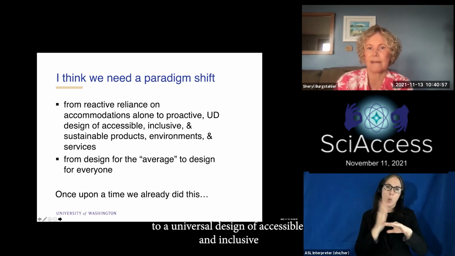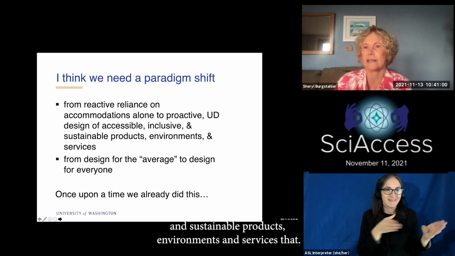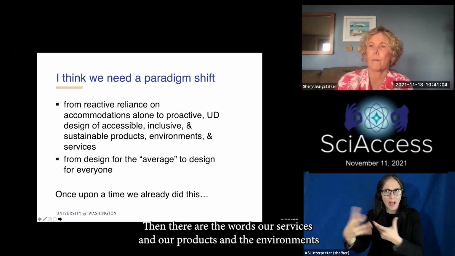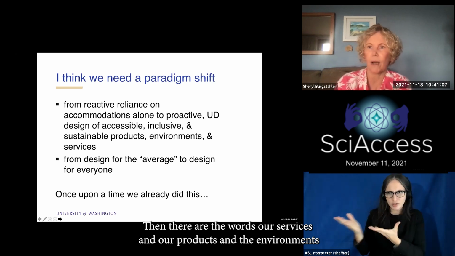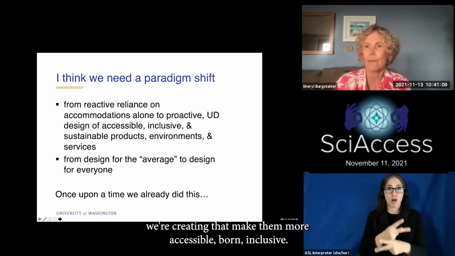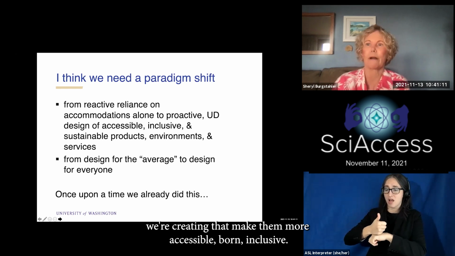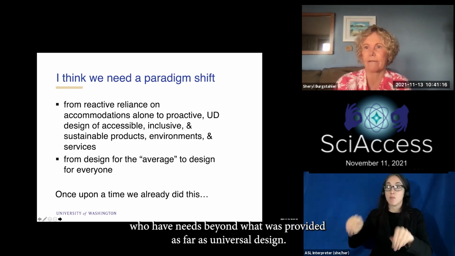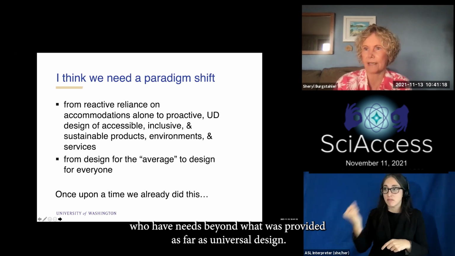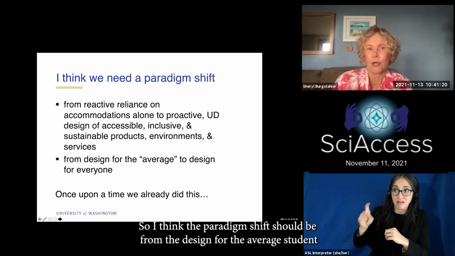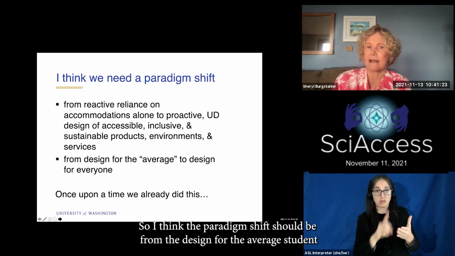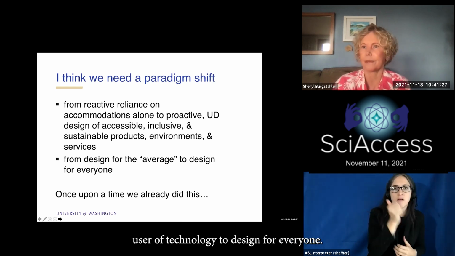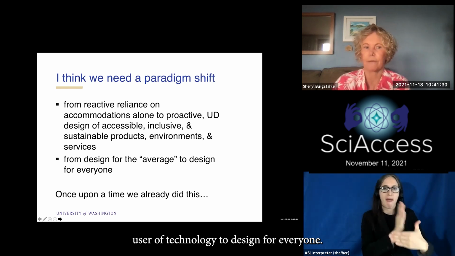To a universal design of accessible and inclusive and sustainable products, environments, and services. In other words, our services and our products and the environments we're creating, how do we make them born accessible, born inclusive? And then we provide accommodations as needed to individuals who have needs beyond what we've provided as far as universal design. So I think the paradigm shift should be from the design for the average student or the average client or the average user of technology to design for everyone.